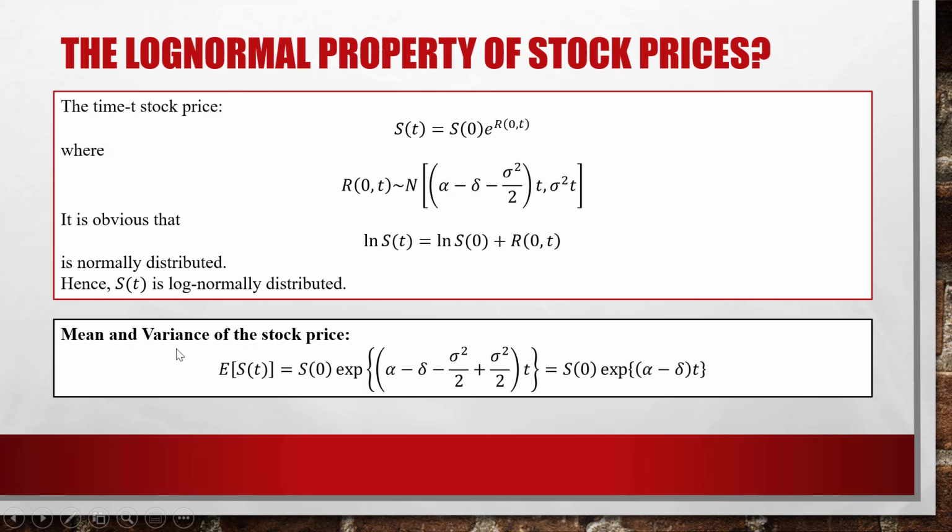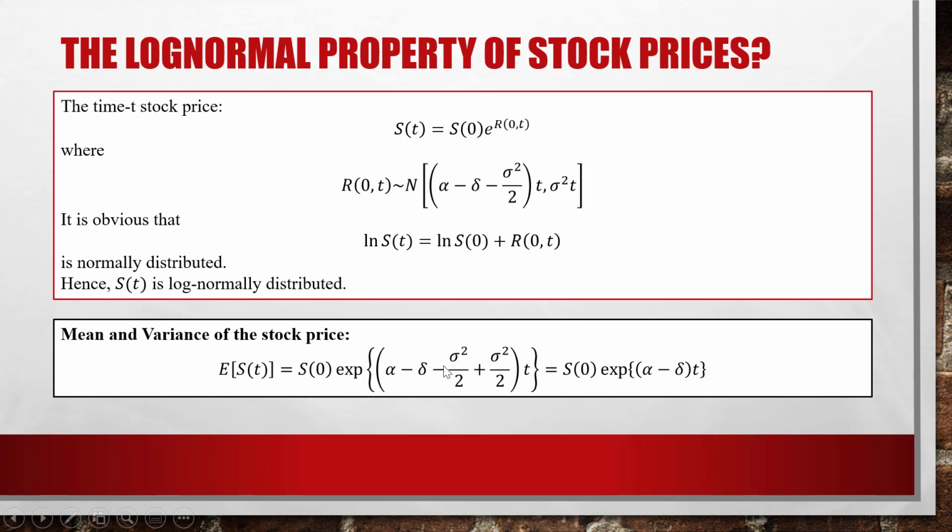And the mean and variance of the stock price here is, for the expected value of S of t, we got S naught times the exponential of alpha subtract delta subtract sigma squared over 2 plus sigma squared over 2 and t, which is equal to S0 times exponential of alpha minus delta times t.